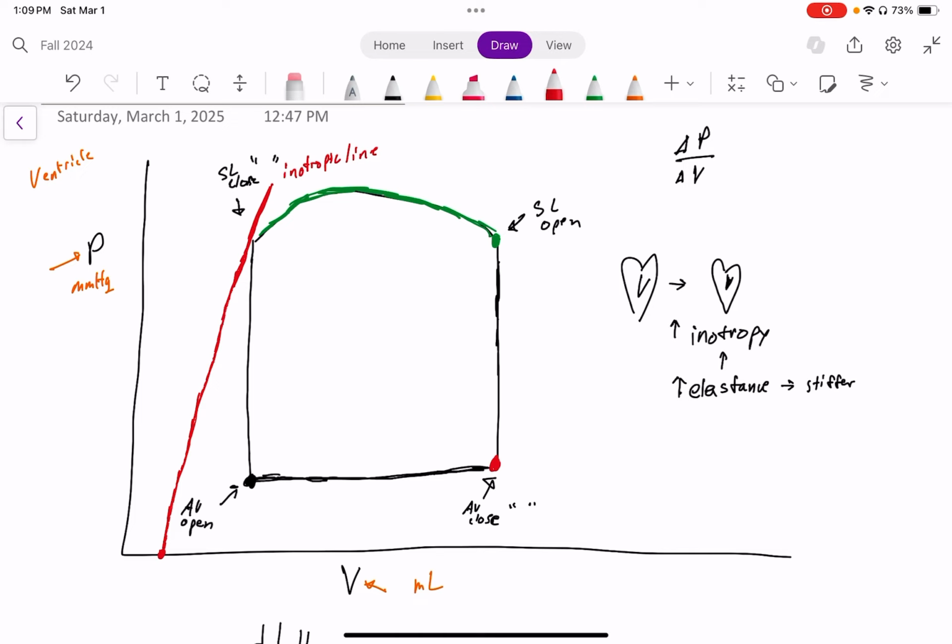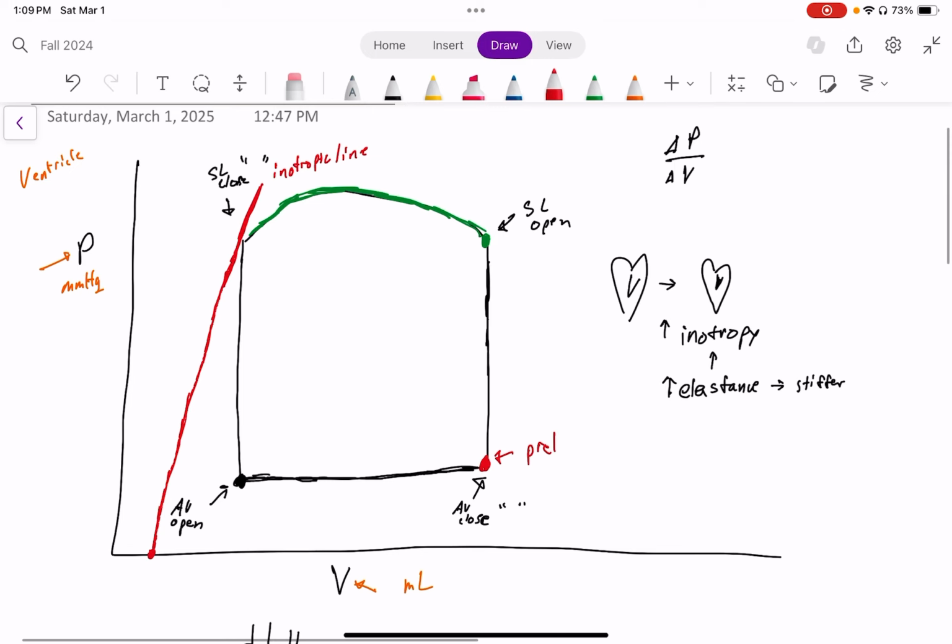Now, there's another couple important things here. This dot right here can represent how much blood is in the heart when it starts to contract, right? How much blood is in the ventricle when it starts to contract. And we define that as preload. That's the vocabulary name that we give it.